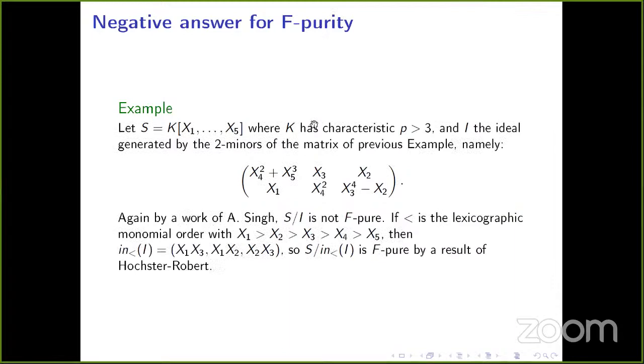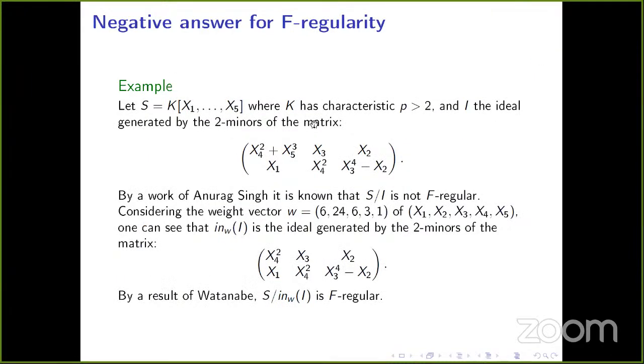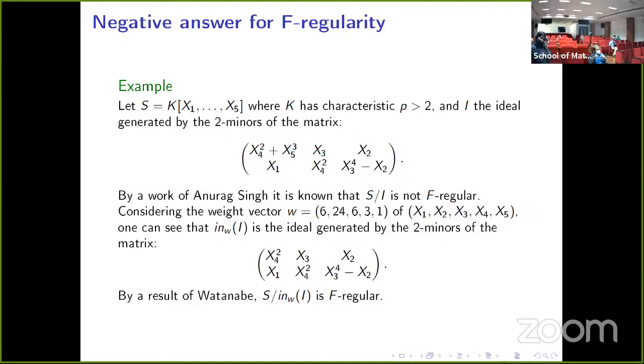As I said, here we can say x1 x3, x1 x2, x2 x3. But this cannot be F-regular, because S mod the initial ideal is not a domain. But here we take that this is actually a two-dimensional normal domain, so we can talk about whether it is F-regular or not. Oh, okay. Thank you.